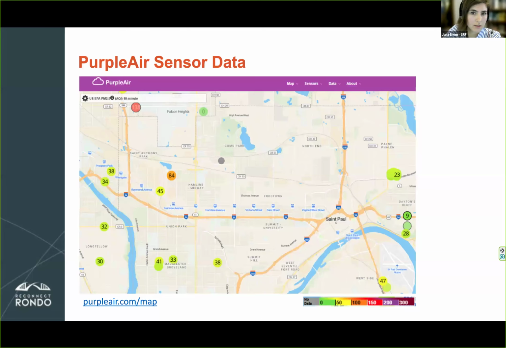Pictured here is a screenshot of Purple Air's online interactive map. Currently, there are no sensors in the Rondo neighborhood. However, the goal of this study is to change that. Anyone can easily visit the website at purpleair.com/map. The goal is also for folks to be able to see the AQI data and locations online.